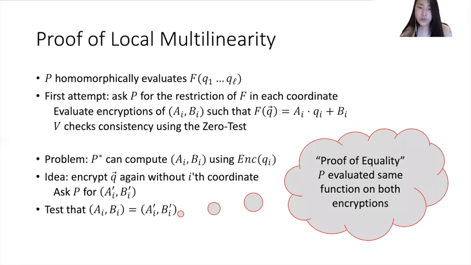And to do this, we construct what we call a proof of equality that allows a prover to prove that he evaluated the same function on both encryptions. And this will allow the prover to prove that A, B and A prime, B prime are the same. Then we'll have our proof of local multilinearity that ensures the unambiguity of answers. And recall that together with the unambiguity of ciphertext property, this ensures the unambiguity of the prover's proof. So then we'll have constructed a delegation scheme with updatable and unambiguous proofs.